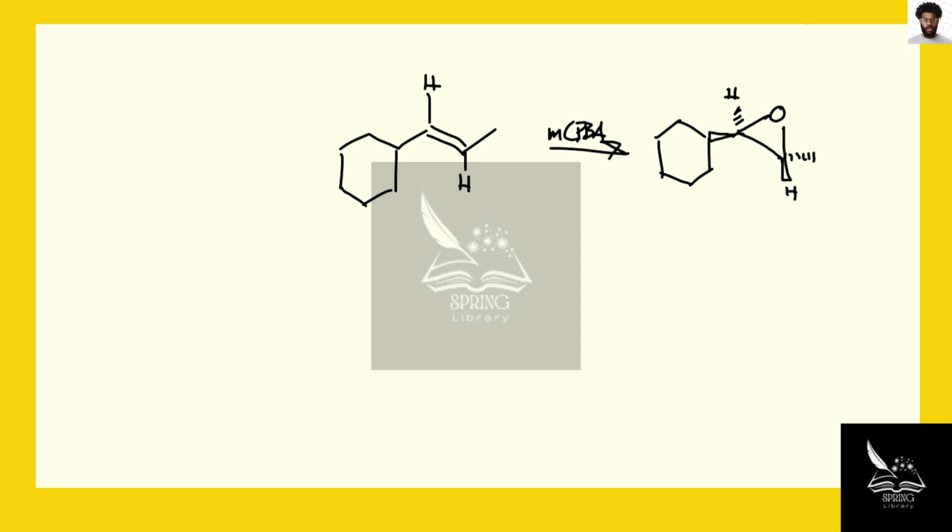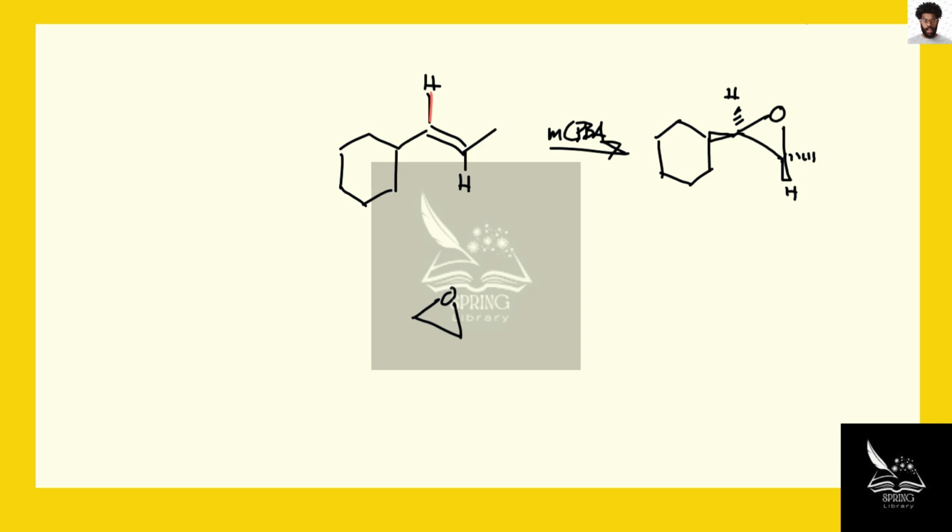So the idea is that when an alkene reacts with MCPBA, it becomes an epoxide, and you lose the double bond, right? So I like to start by just redrawing the bond, but now as a single bond, and then it becomes part of a three-membered ring with oxygen. So I draw that in, and then I need to figure out what to do with this hydrogen, what to do with this cyclohexane, what to do with this hydrogen, what to do with this methyl group.